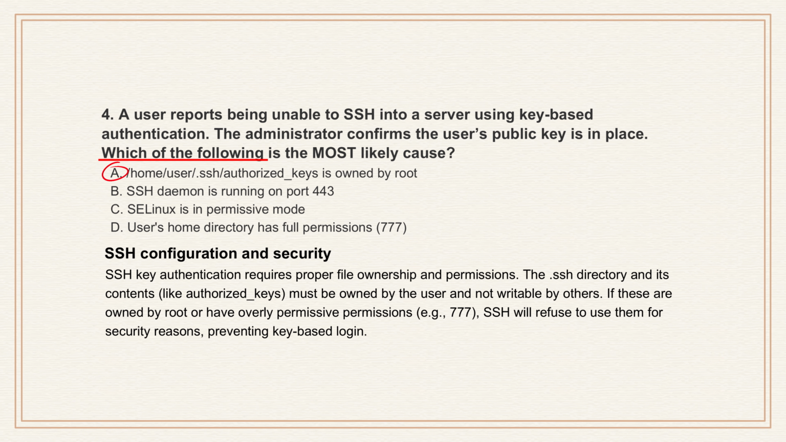Usually 700, read-write-execute only for the owner, on the .ssh directory, and 600, read-write only for the owner, on authorized_keys. Other possibilities, like the SSH daemon running on a weird port like 443, are less likely if basic SSH connectivity works otherwise, and SELinux in permissive mode would typically allow things, not block them. So ownership and permissions are the prime suspects here. Good point. Always check ownership and permissions first for SSH keys.